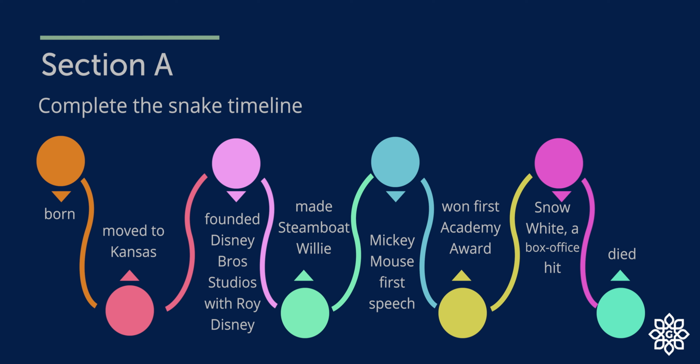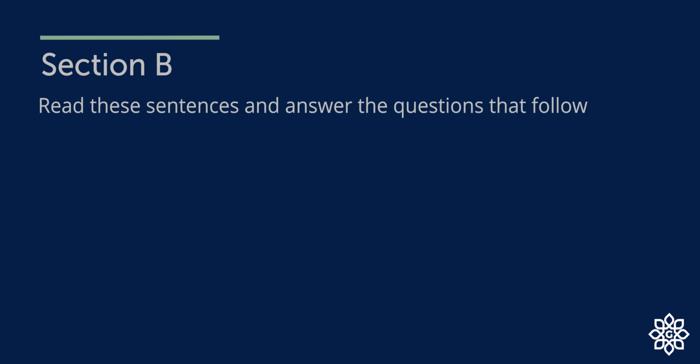So it says born, and you have a fill in the blank. He was born in 1901. He moved to Kansas. When did he move to Kansas? He moved to Kansas after World War One ended. So it was during the year 1919. So likewise, you have to fill the rest of the blanks. Now, section B. Read these sentences and answer the questions that follow.